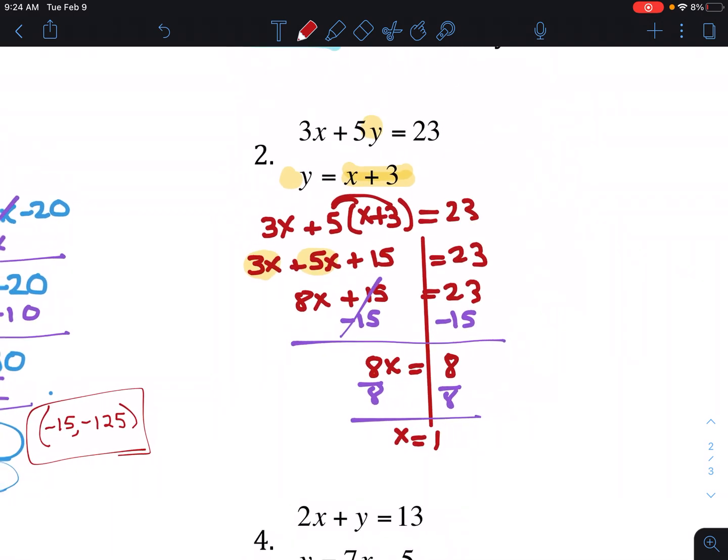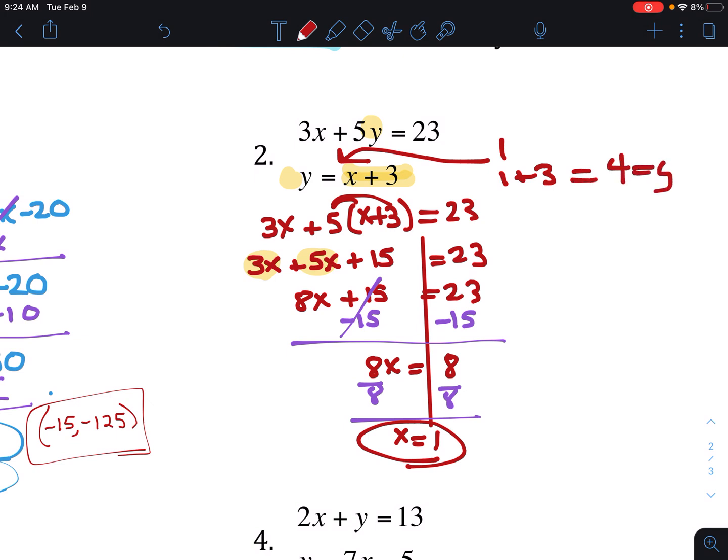Again, I've got 2 equations, 2 variables. So far I have 1 answer, so I'm going to go up here and plug in 1 for x, and so then y is going to equal 1 plus 3, so y equals 4.